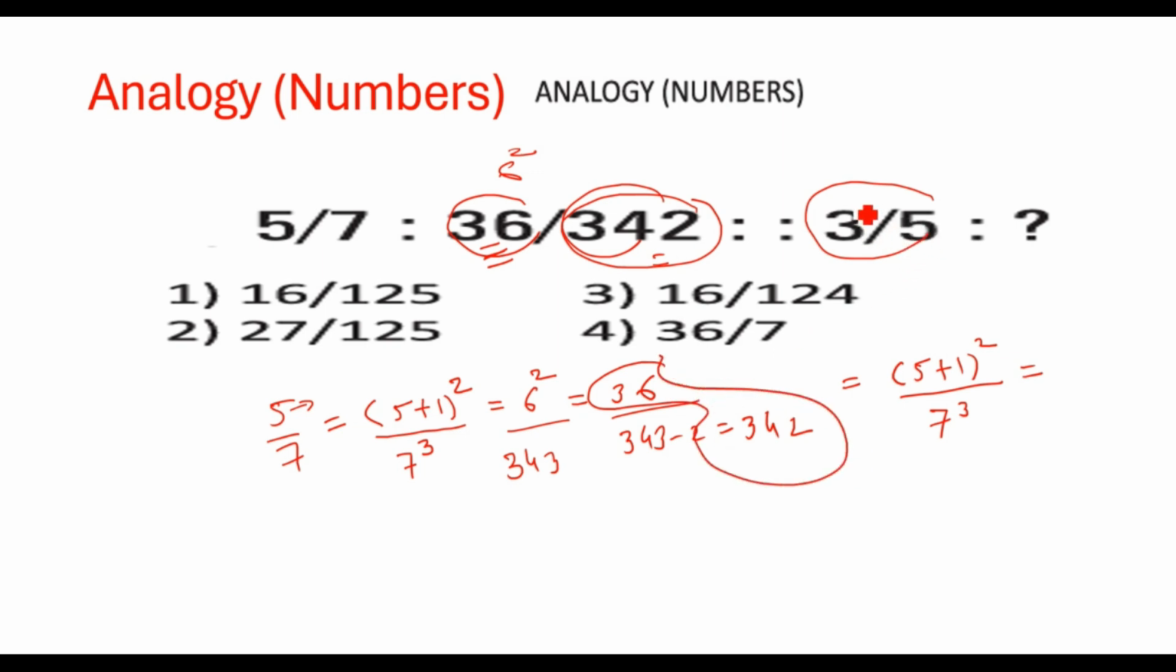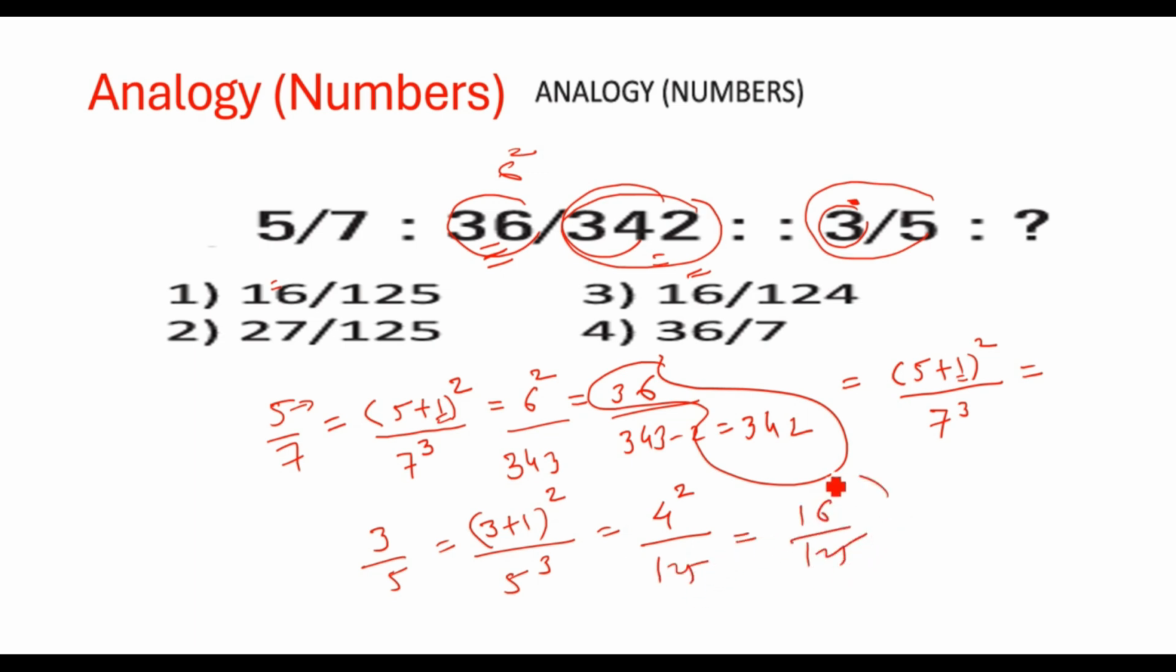Then here 3 is there. In the numerator we add 1. See, you add 1, so here also we have to add 1. If you add 1 here, you can see 16 is a very close answer. So 3 by 5 will be 3 plus 1 whole square divided by 5 cube. So 3 plus 1 is 4 square, which is 16, and 5 cube is 125. 16 divided by 125, and the answer is option number 1.